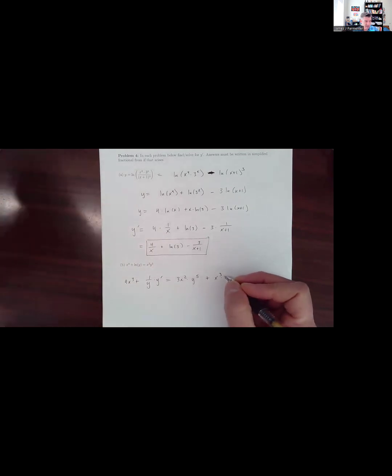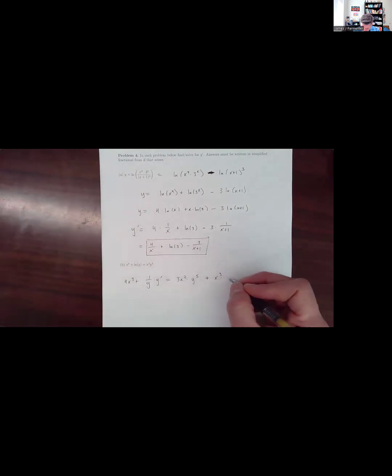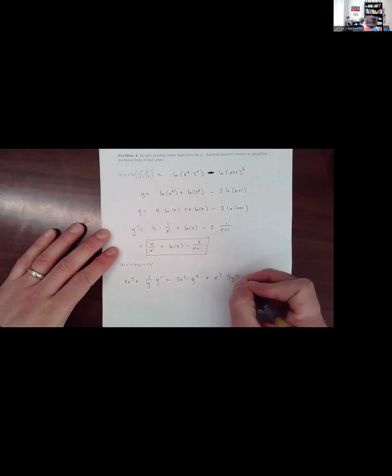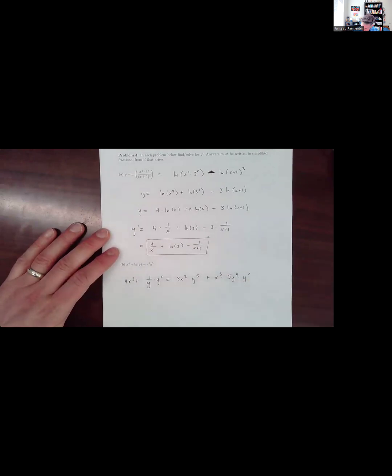The derivative of x cubed is 3x squared times leave the y to the 5th alone plus x cubed times the derivative of y to the 5th, which is going to be 5 times your stuff to the 4th times the derivative of your stuff. Identify the y primes. Bring those things to one side, everything else to the other side. It doesn't really matter which side you pick. Let's bring the y prime to the left.